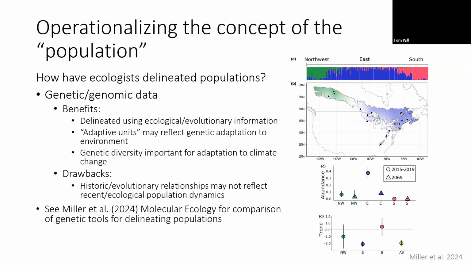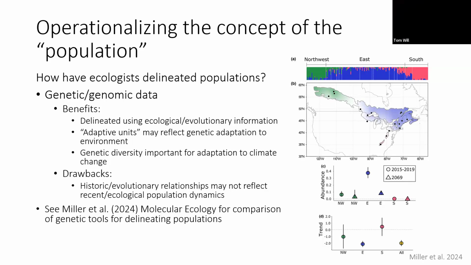When we contrast this with the wood thrush slide previously, it's not always clear that these historic patterns of gene flow and adaptation are necessarily exactly what we want to know in terms of contemporary or more recent threats. So maybe habitat loss.